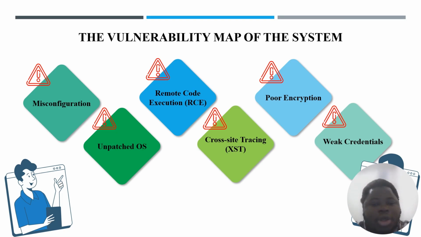Firstly, we have the misconfiguration. System errors happen as a result of network assets having insecure settings or inconsistent security measures. Additionally, we have the unpatched OS. Unpatched vulnerabilities are a preferred entry point for malicious actors to infiltrate networks. Unpatched vulnerabilities are weaknesses or security problems in hardware, software, or other systems that have not yet been fixed by an update or patch. We also have the remote code execution.